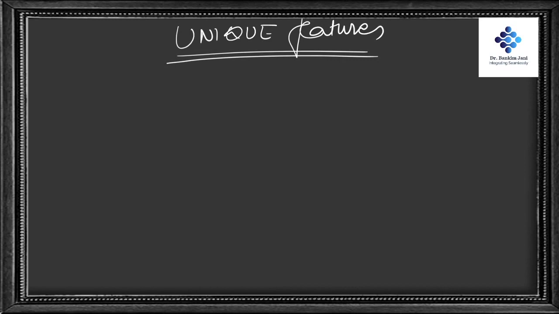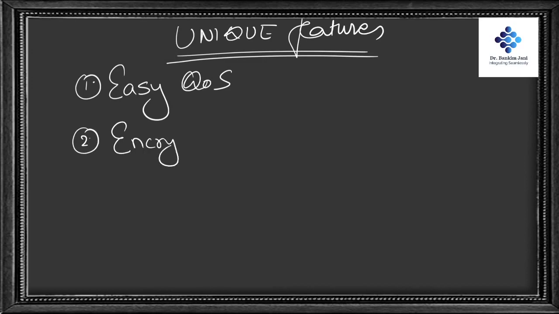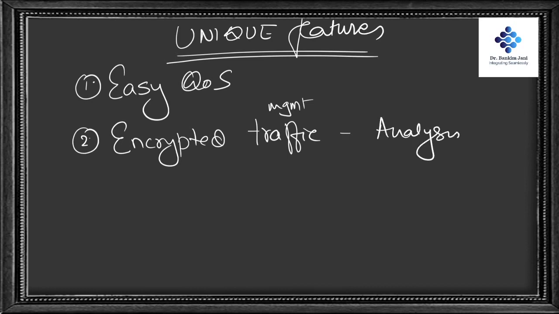The first is what is called the Easy QoS. That's like an app, so it makes things much easier. Second thing, this is encrypted. Till this point we were talking about encryption of our data. Here it tells that for security purposes, even our management traffic should be encrypted. So encrypted management traffic, and again, you can even do the analysis of it.